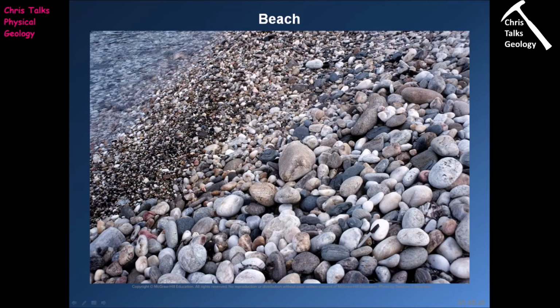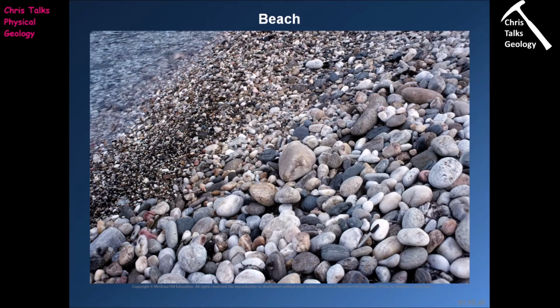So let's look at this final environment here. Here we have a beach environment. The first thing you'll notice is this isn't a sandy beach. This is a pebbly beach. So these are pebbles. Now, this instantly tells us something. This means this beach is probably quite a high energy beach.